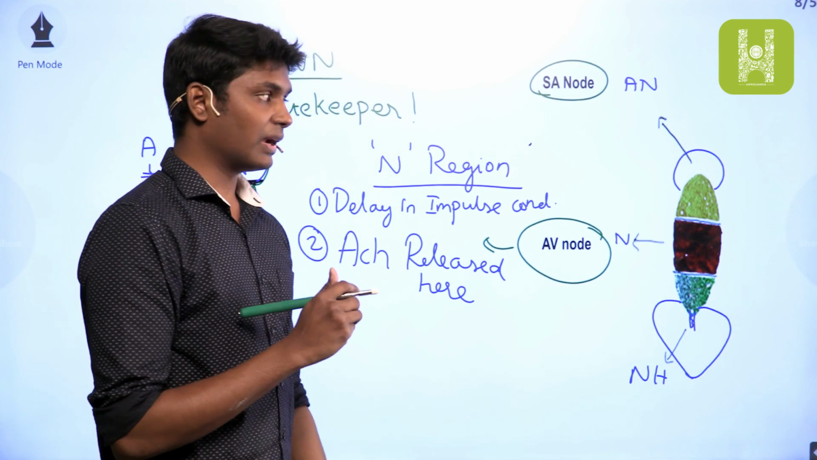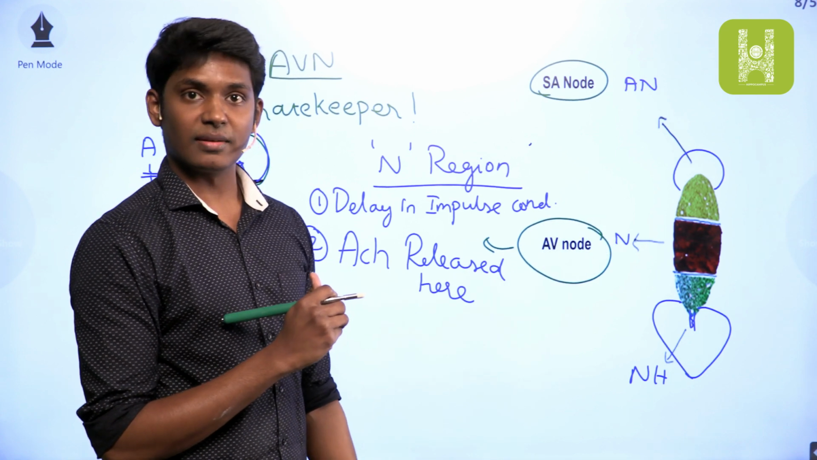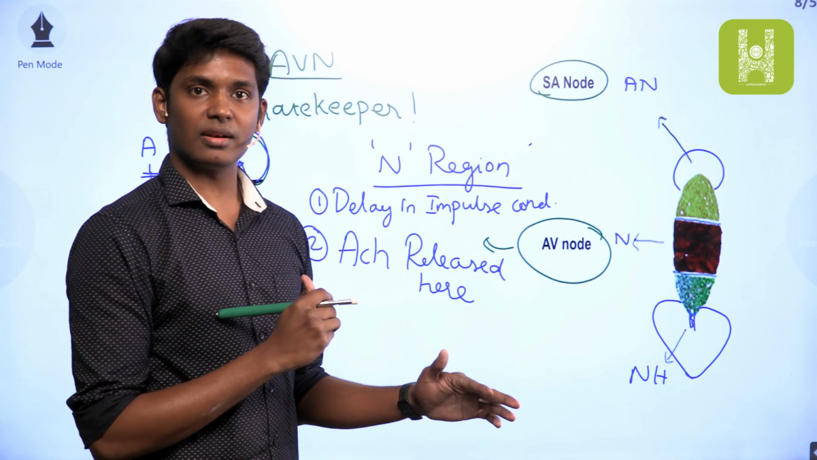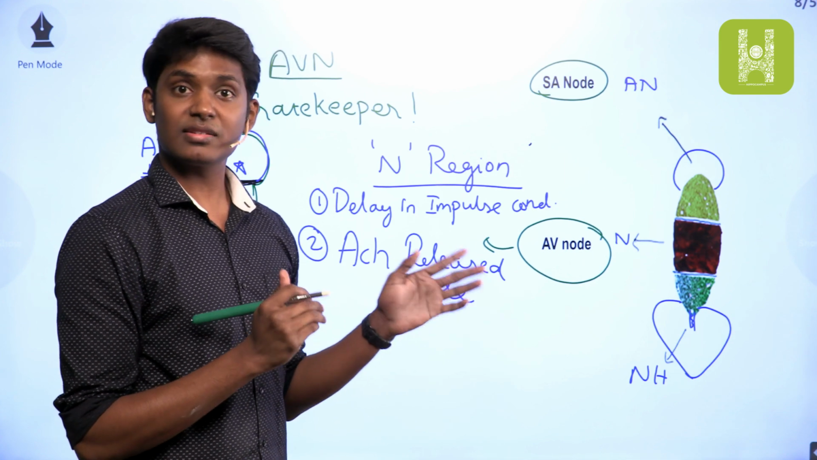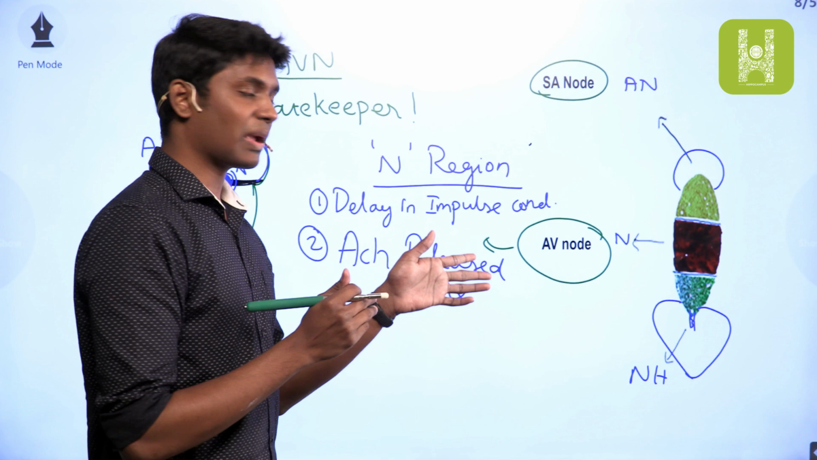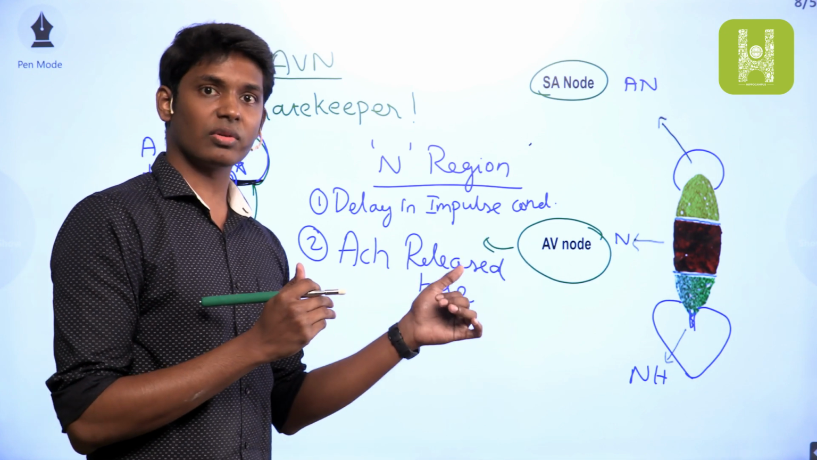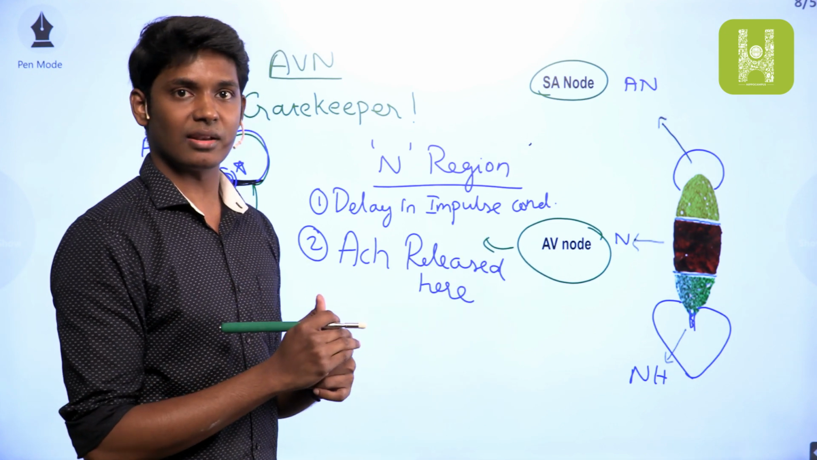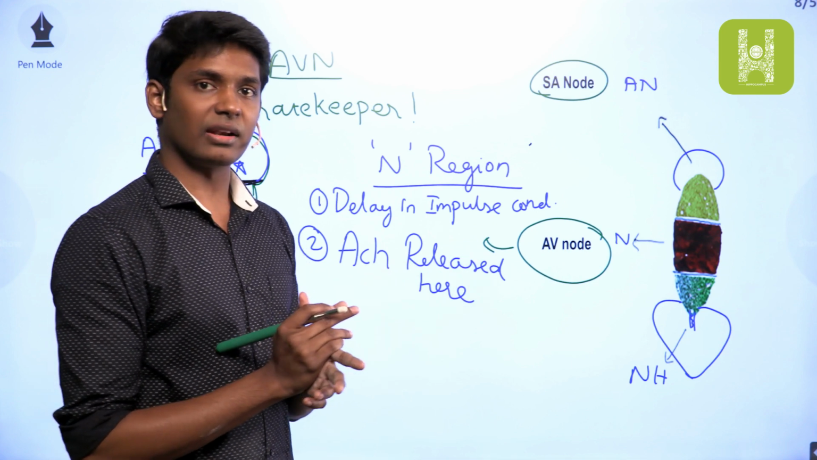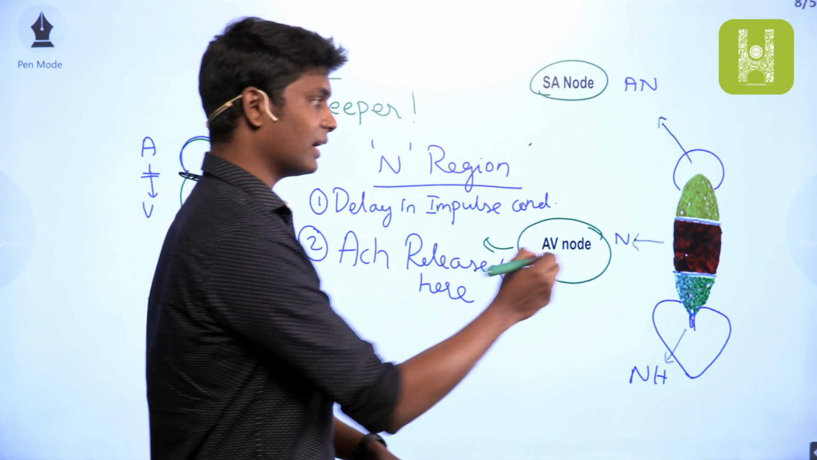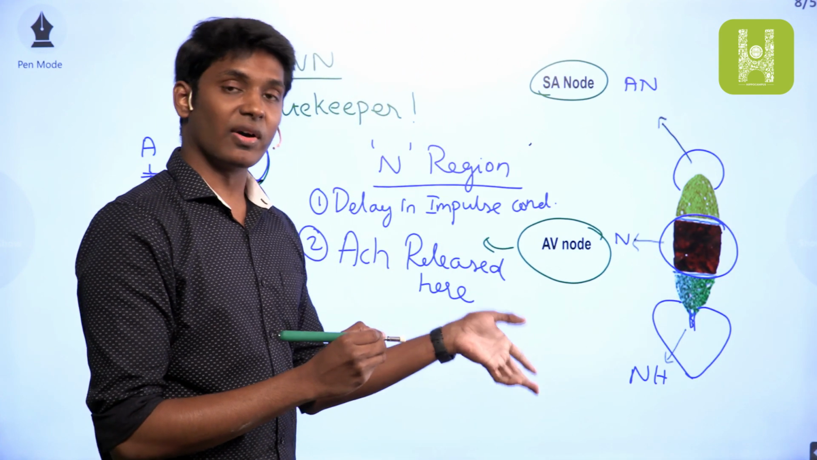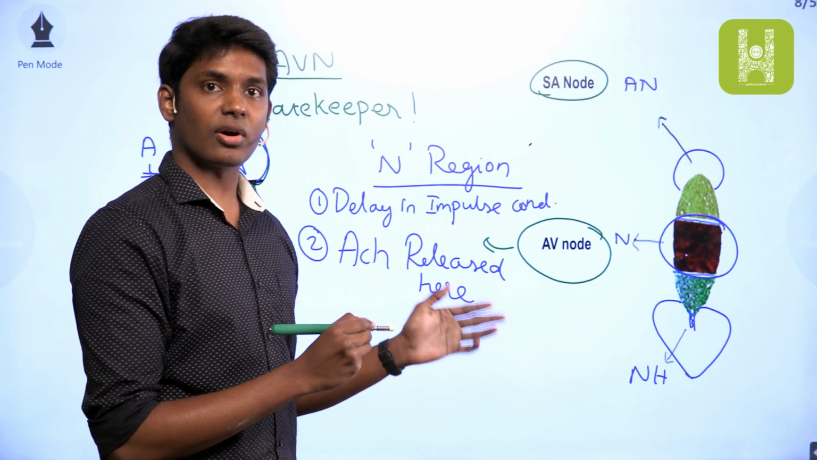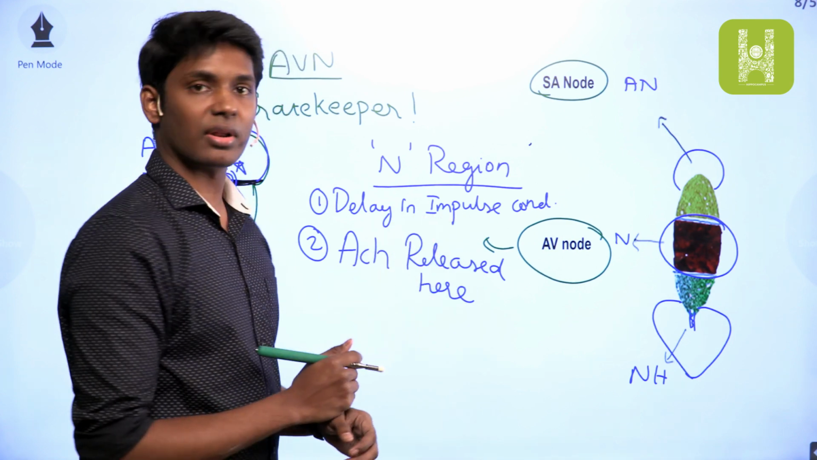acetylcholine secreting nerve endings are actually present in the N region. So acetylcholine, as we all know, is secreted by the parasympathetic system mostly. So the parasympathetic system actually slows down the heart rate. So that is the mechanism how the AV node actually slows down the impulse during increased parasympathetic activity. During increased parasympathetic activity, the acetylcholine gets secreted in the nodal region, which actually delays the conduction further and results in a slower heart rate or bradycardia. That is one important function.